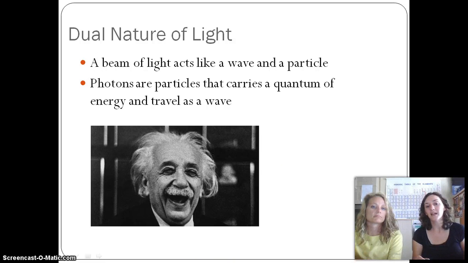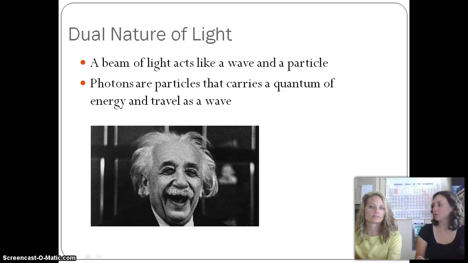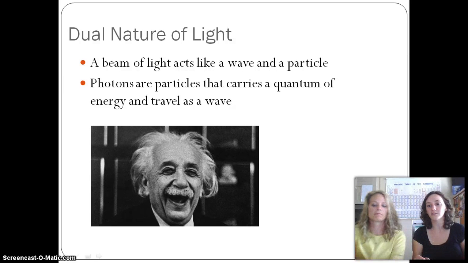And then this is Einstein's contribution. He said that light has a dual nature, and a beam of light actually acts like a wave and a particle. So photons are particles that carry a quantum of energy and travel as a wave. So light carries energy with it and travels in a wave-like fashion.